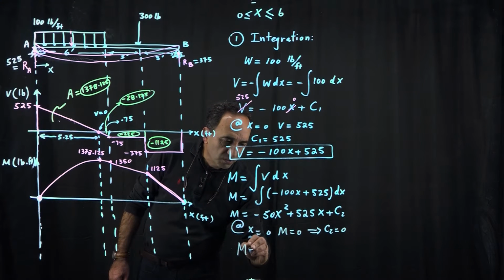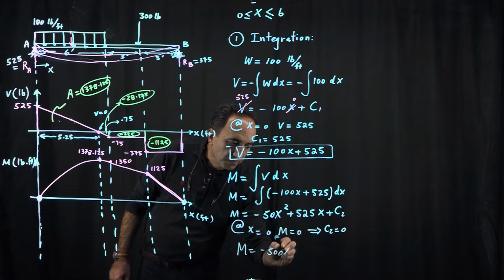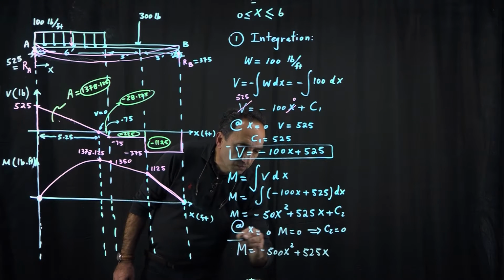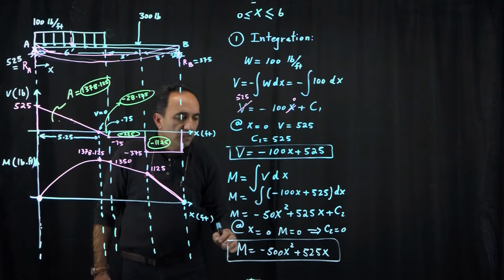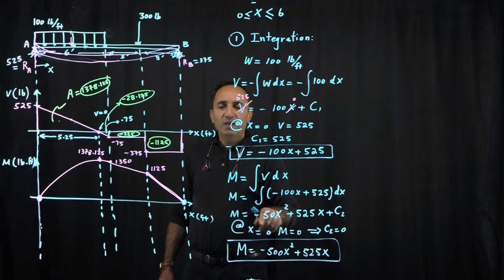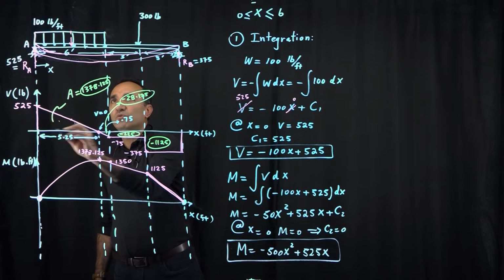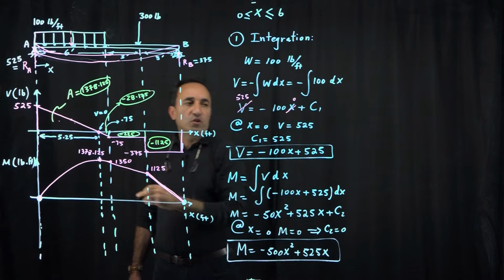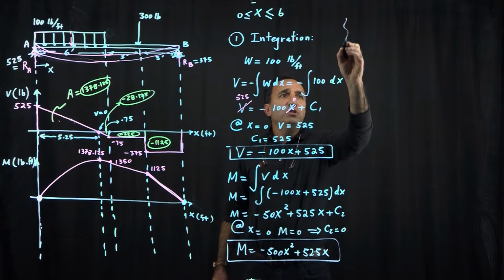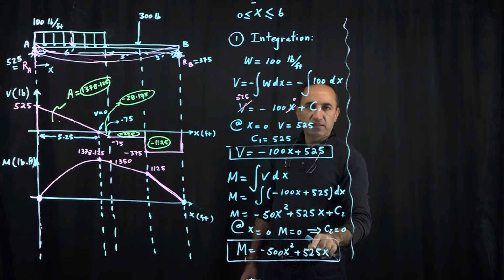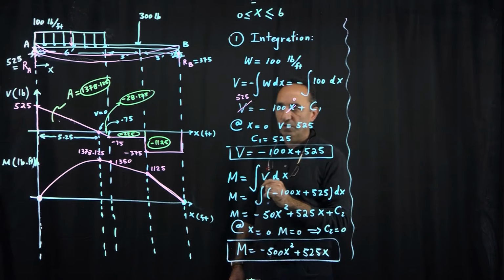So this means your constant of integration would be 0. So therefore, your moment equation becomes minus 50x squared plus 525x plus a 0. So this is the moment equation. This is the shear equation, only valid between 0 and 6, over which the load is acting. Now, let me show you a totally different approach that you could use to get exactly the same two equations.